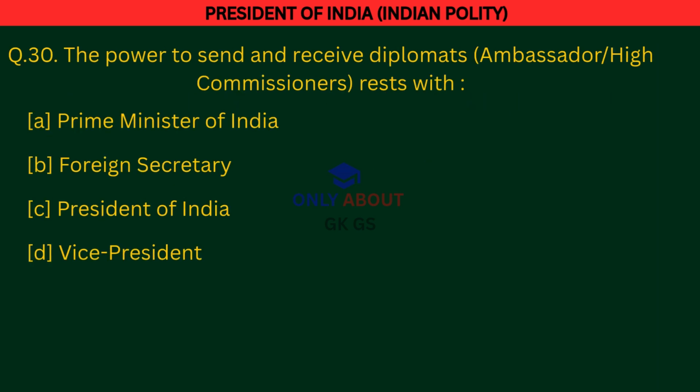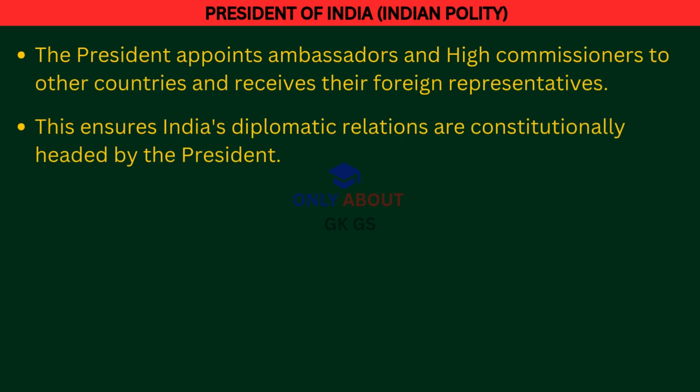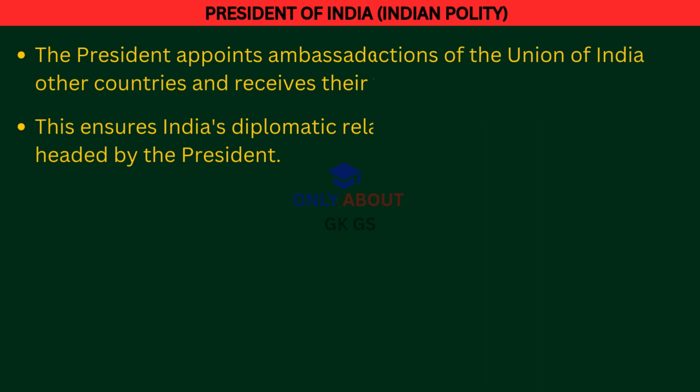Next question. The power to send and receive diplomats rests with? Correct answer: President of India. The President appoints ambassadors and high commissioners to other countries and receives foreign representatives. This ensures India's diplomatic relations are constitutionally headed by the President.